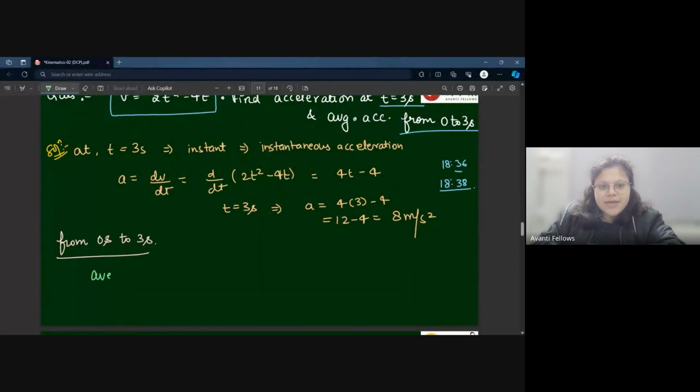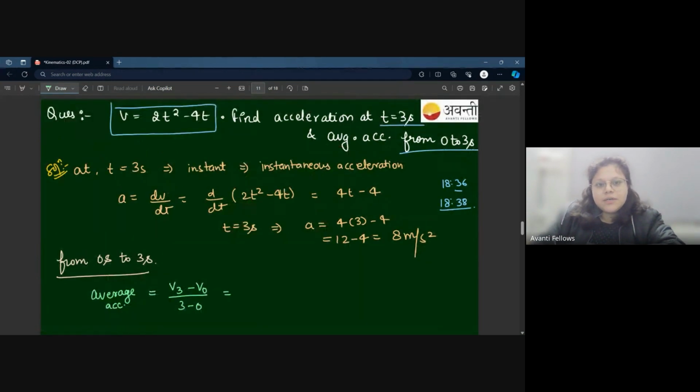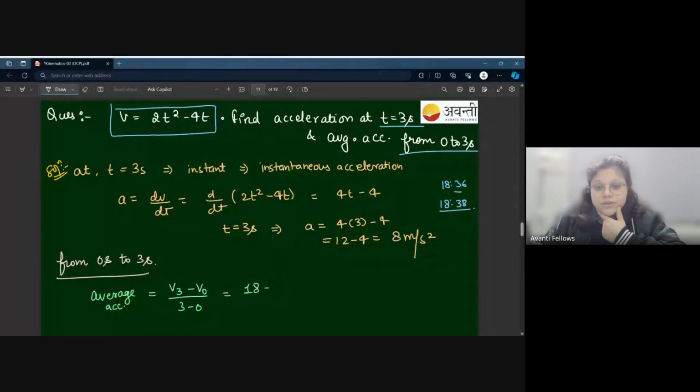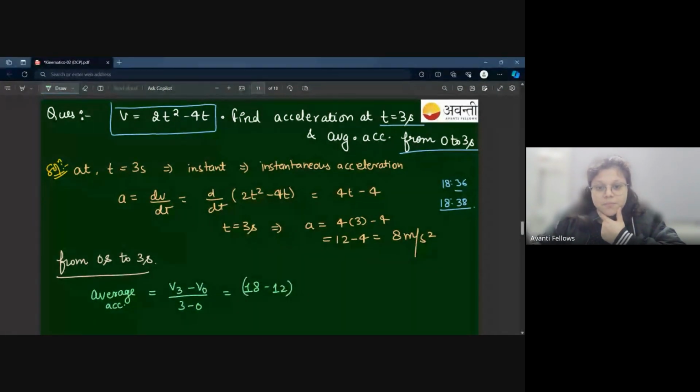For average acceleration, you need to write out the velocity v3 minus v0 divided by 3 minus 0. When you put t is equal to 3 in the above expression, you will get 3 square is 9, right? 9 twos are 18. 18 minus 4 threes, sorry, 4 threes are 12, minus 0 upon 3. It would become 6 by 3, which is 2 meter per second square.